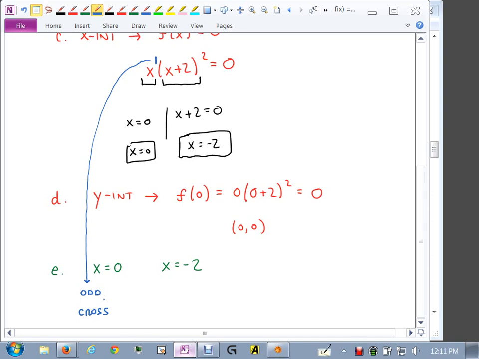So this is odd, so therefore you're going to cross through here. Make sense? What about the negative 2? Well, negative 2 came from the factor x plus 2. X plus 2, the power on it was 2. That's even, right? So that 2 tells you that this one is going to touch.